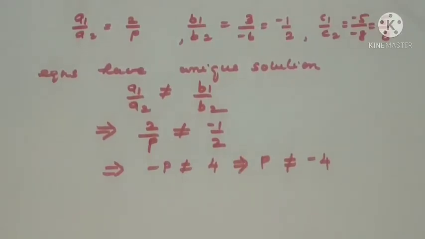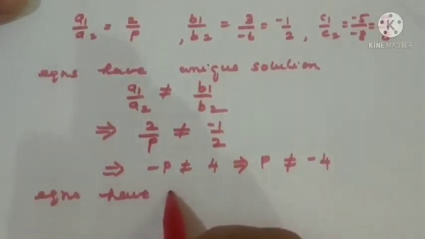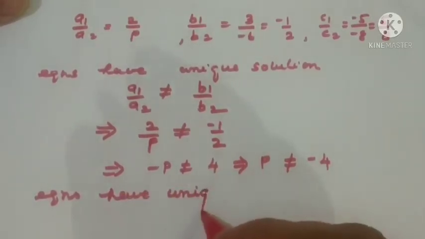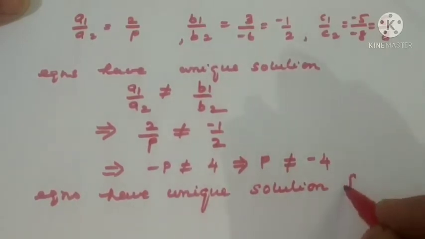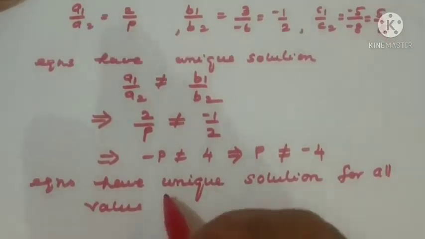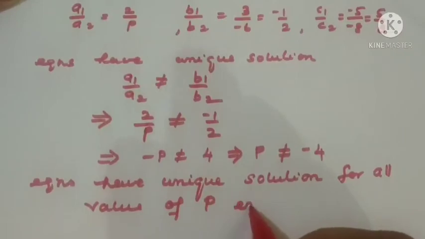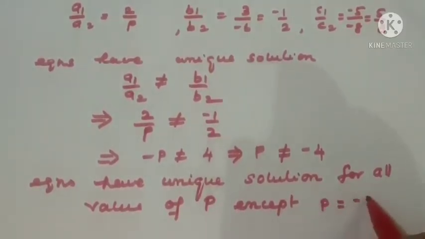Again the same rule. They are having a unique solution for all the values of p except p equal to minus 4.